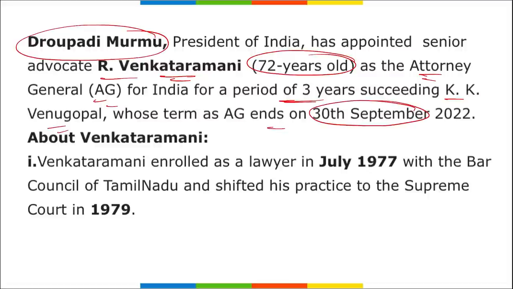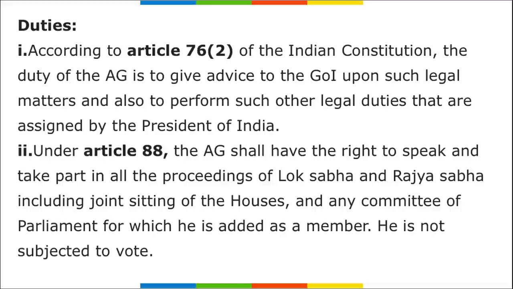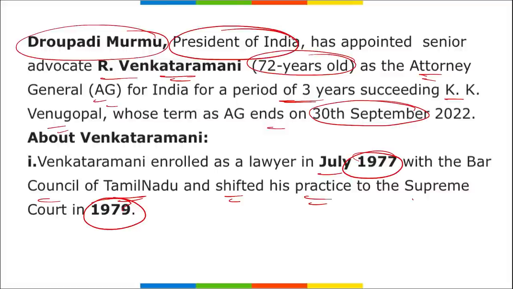Alright, if we talk about R. Venkata Ramani sir, he enrolled as a lawyer in July 1977 with the Bar Council of Tamil Nadu and shifted his practice to the Supreme Court in 1979. Highly important. Next, if we talk about the Attorney General, remember the Attorney General of India is the first law officer of the Government of India. The Attorney General is appointed by whom? As we mentioned, the Attorney General is appointed by the President of India.